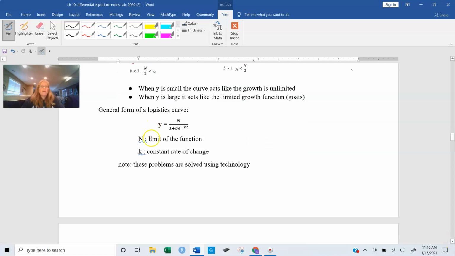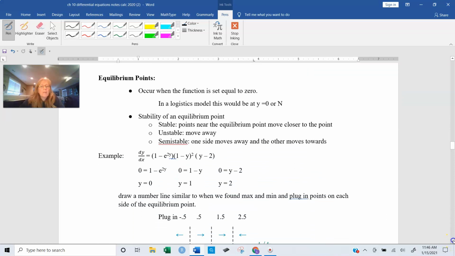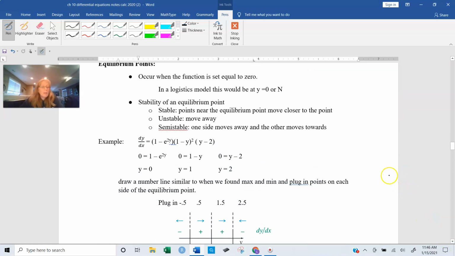Okay, the limit of the function, there is still a k, or a constant of variation. And since we can't use technology, we don't do a lot with this. But let's do a little bit here. All you have to know is n is your limiting growth function. That's what I need you to remember. So if I give you an equation, the top number is your asymptote.